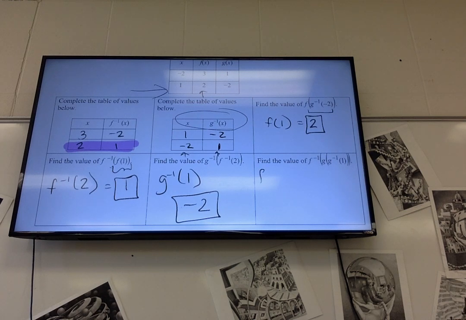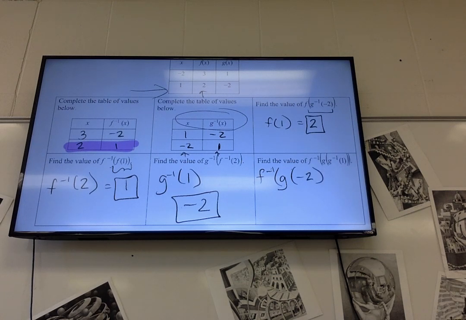Now, F inverse of G inverse of 1, not prime. Be careful of that, because we're about to throw primes in. Right now we're just doing like algebra 2. G inverse of 1 is negative 2, right?